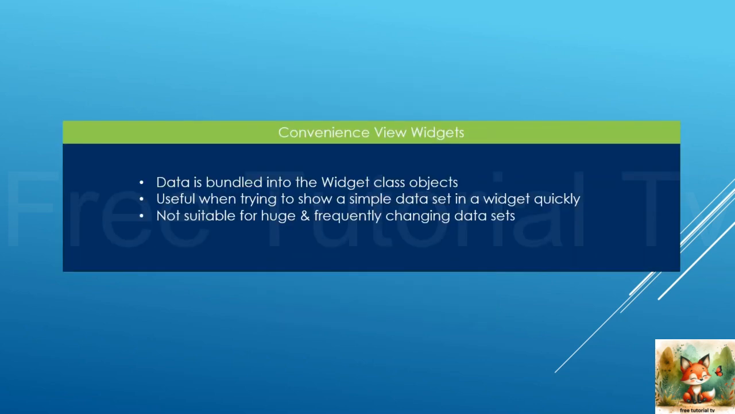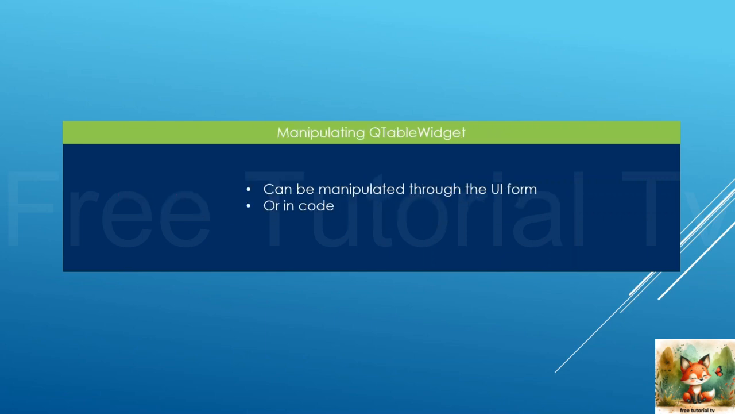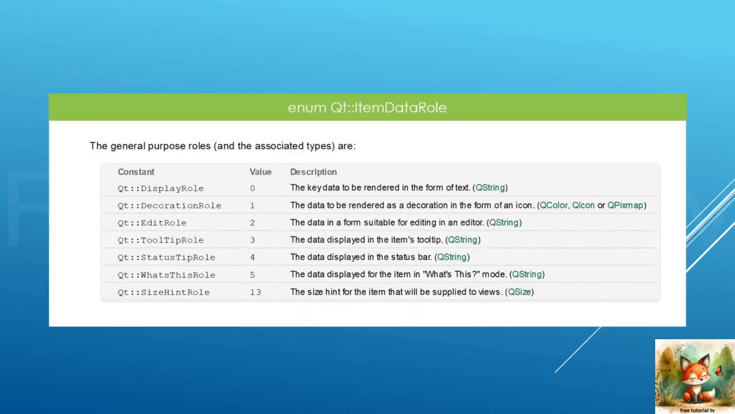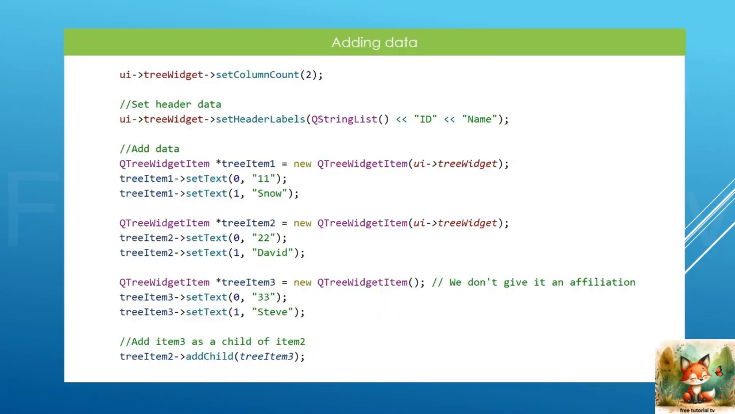The data is going to be bundled in. This is not suitable for frequently changing huge data sets, and it is only usable when you have simple things you want to show in tree structures. You should know this. The QTreeWidget can be manipulated from the UI form, but we will be doing things in code here. You can read the data by passing in different roles for the data that you want. You can use display role, edit role, and all the things you see here. This is something we already know from QList and QTableWidget.